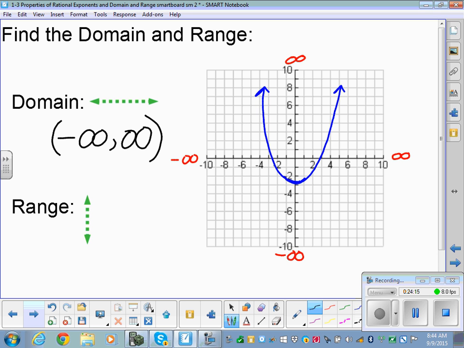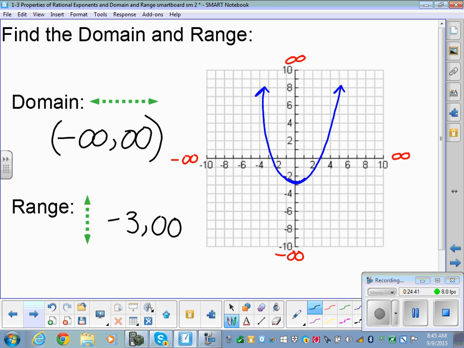Okay, now shift your eyes. Super important. Now I'm talking range. Now I am talking up and down. I don't care if it's growing that way and that way. I'm talking up and down. Where's my function growing from? So let's start. Where does my function start? At what value? It starts at -3 and it's growing to, where's it growing? Up and down. Up, it's growing to positive infinity.